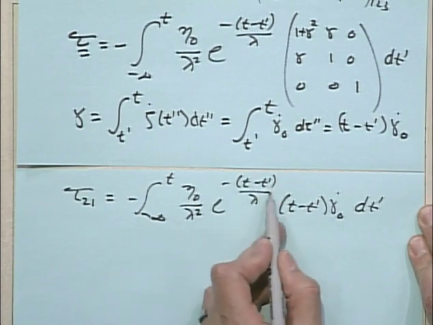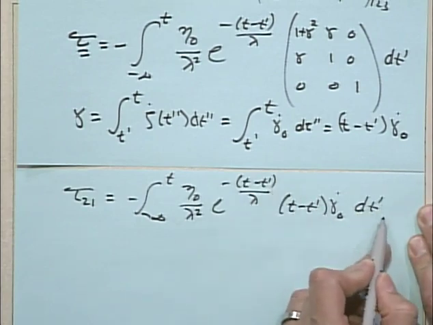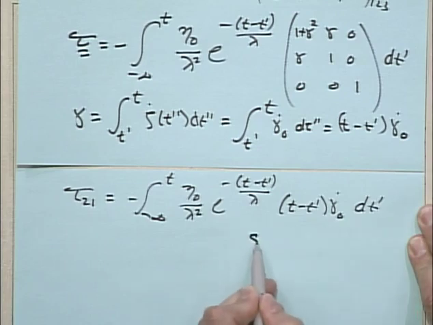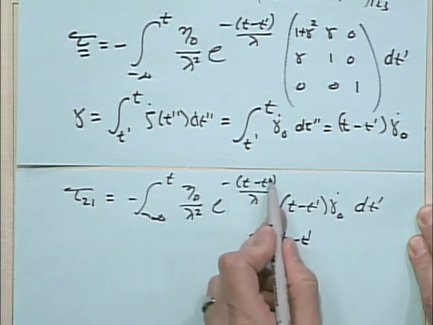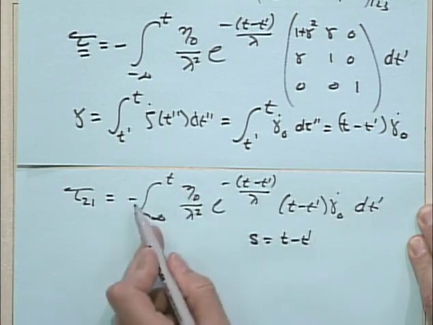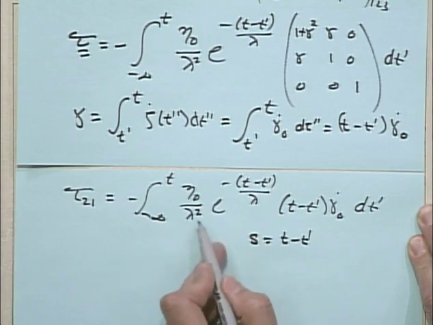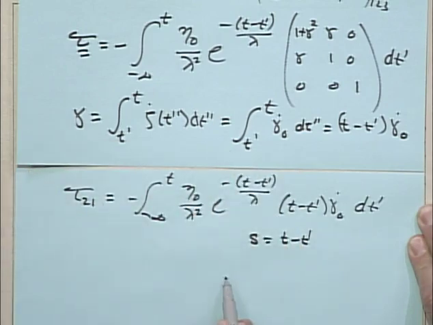So you see we have t minus t prime here, we have t minus t prime here. It's an integral over t prime. We can set s equal to t minus t prime. So we get an s here, we get an s here, we get a minus ds here. We switch the limits. We get an integral with a bunch of constants we can bring out to the left. And it becomes an integral of e to the minus s over lambda, s ds, with some other stuff. Does that make sense? Okay?